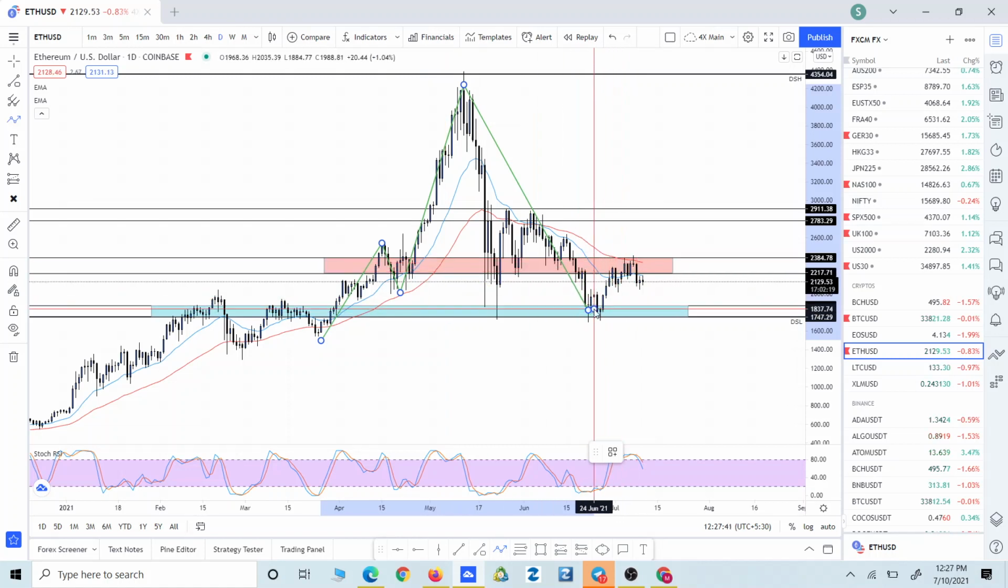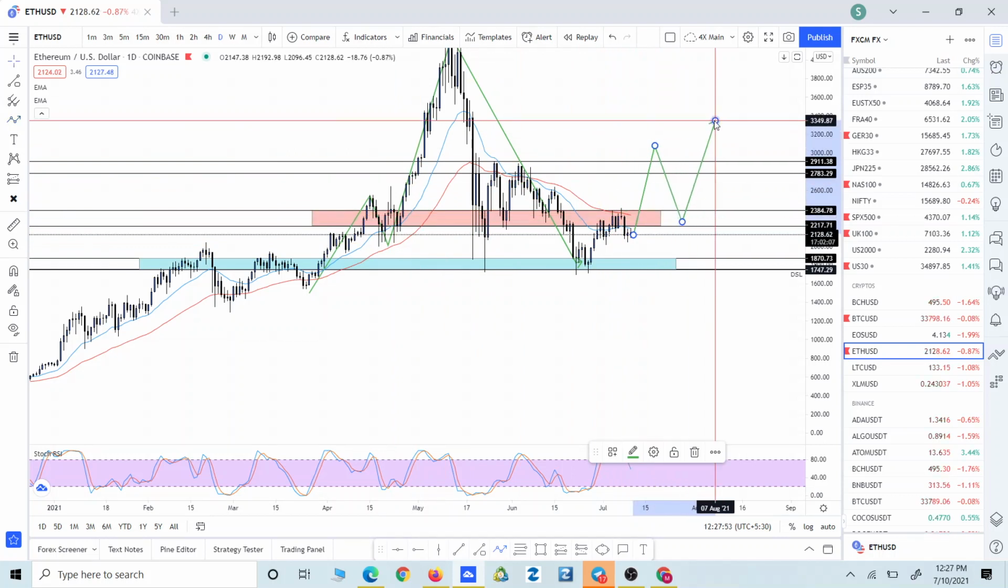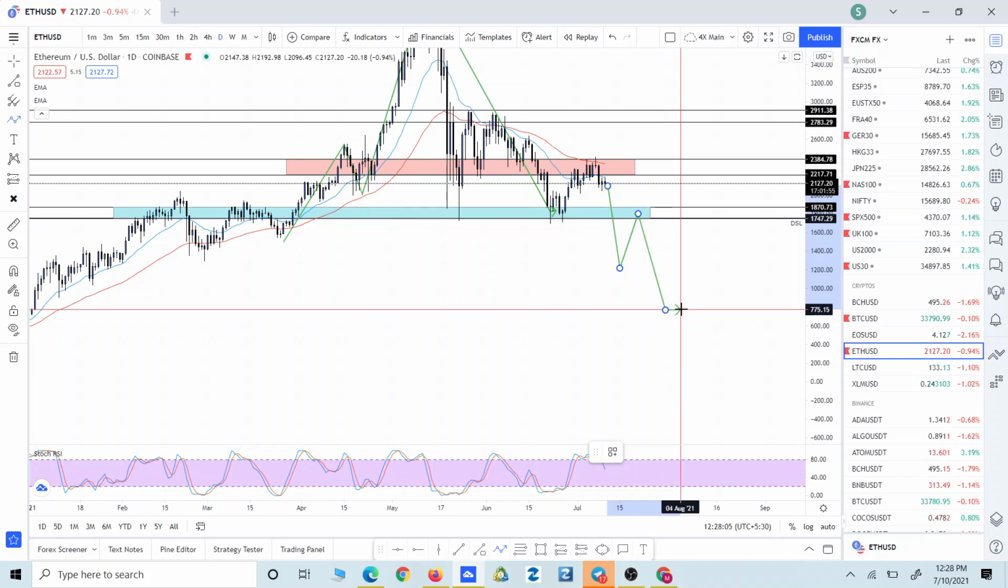So what I'm expecting at the moment, there are two possible scenarios, guys. If the price breaks above this resistance zone, then I'll be waiting for any kind of retracement back into the zone for a possible long setup. If that doesn't happen, then I'll be waiting for price to break below this zone and then come back for the retracement, and I'll be looking for any kind of short opportunities. So this was the analysis on the Ethereum.